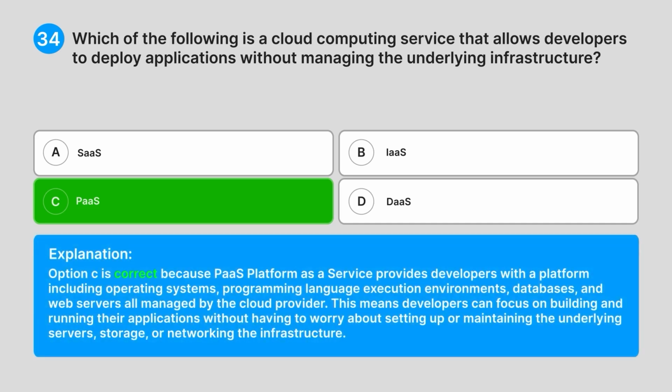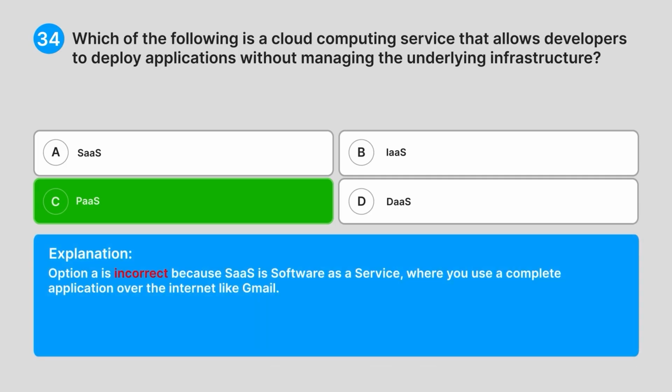Explanation: Option C is correct because PaaS, Platform as a Service, provides developers with a platform including operating systems, programming language execution environments, databases, and web servers, all managed by the cloud provider. This means developers can focus on building and running their applications without having to worry about setting up or maintaining the underlying servers, storage, or networking, the infrastructure.